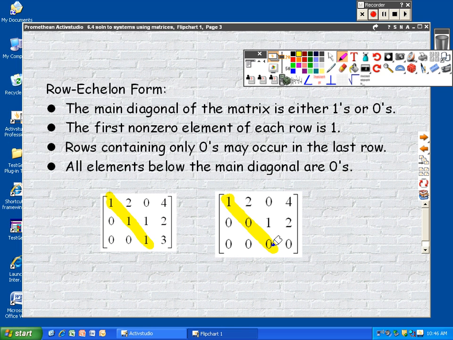Also, the first non-zero element of each row is 1. So here's a non-zero. That's 1. Next row, the first non-zero is 1. Next row, the first non-zero is 1. Let's check this one out. The first non-zero is 1. Next row, the first non-zero number is 1. Last row, there is no non-zero, so we're good.